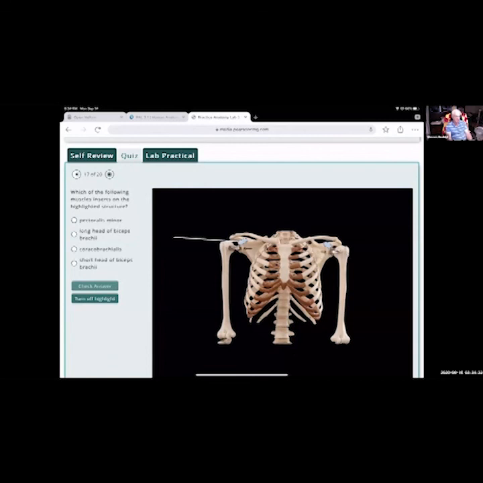Which of the following muscles insert on the highlighted structure? Again, we have not done the muscles yet. You have the pectoralis minor, the long head of the biceps, the coracobrachialis, or the short head of the biceps. And it is the pectoralis minor that attaches right up in here, the acromion of the scapula. A lot of people don't know that there is a pectoralis minor and a major. Like I said, we have not done the muscles yet. I think it's coming up in the next couple of chapters, but we will get into those.